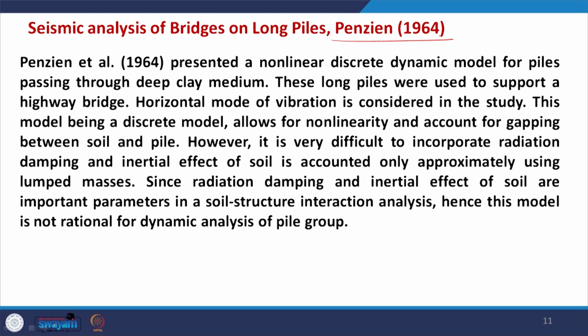Now, we are going to talk about the dynamic analysis for structures embedded in an elastic system: Tajimi, 1969. So, perhaps Tajimi's was the first theory proposed for dynamic analysis based on the continuum. Though this theory is for elastic medium, nonlinearity is not considered in this case. However, the inertial effect as well as radiation damping is properly considered in this case.